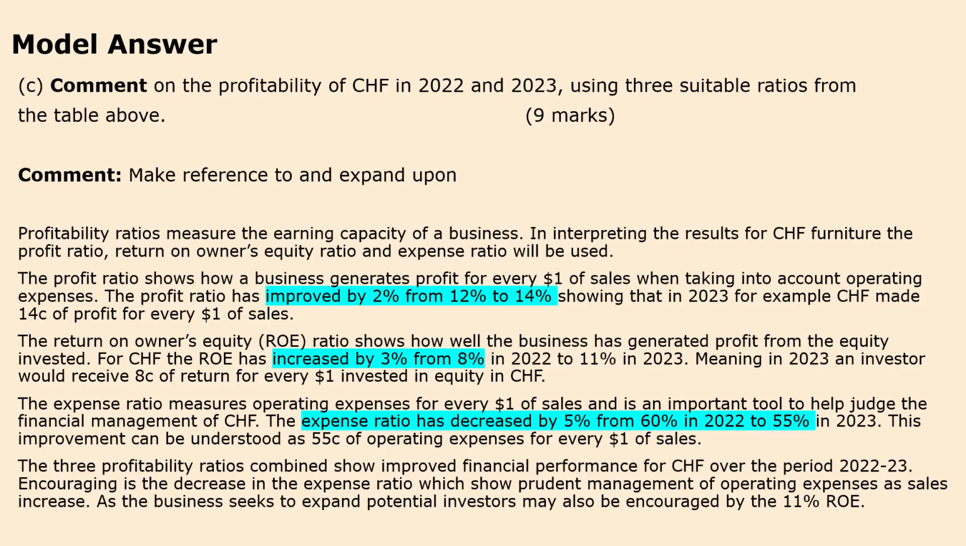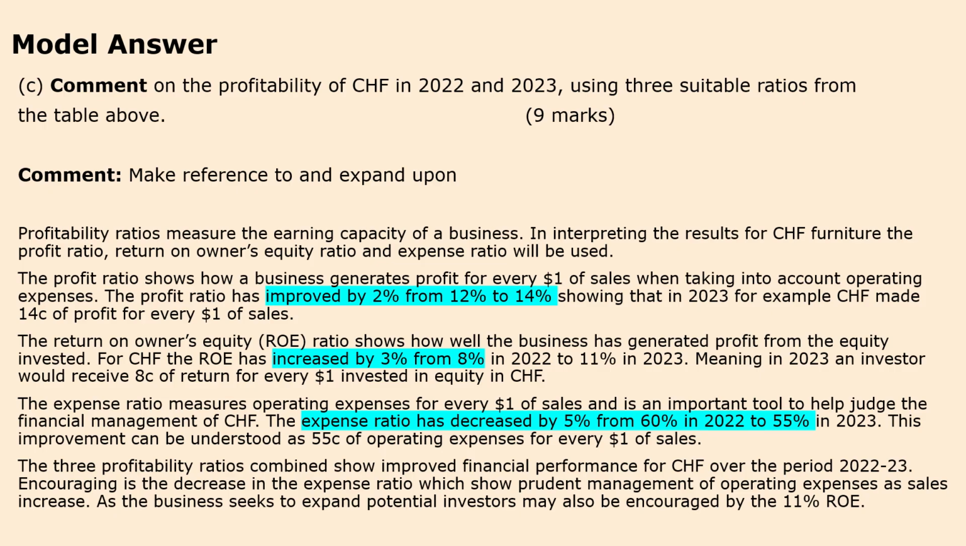So I believe it's always good to start any response with a bit of an introductory sentence, and you can see there in the model answer that profitability ratios measure the earnings capacity of a business. Interpreting the results for CHF, you then go into the 3 ratios which will be used.